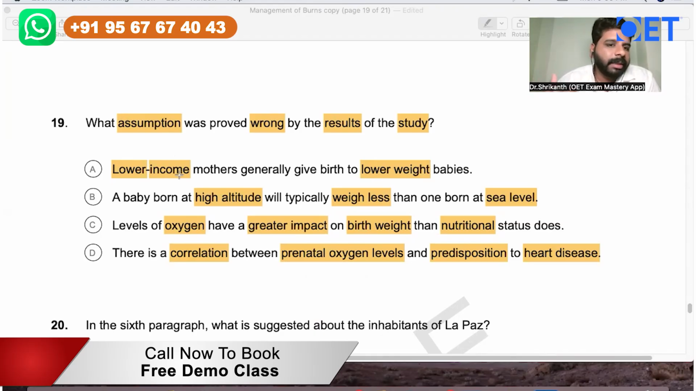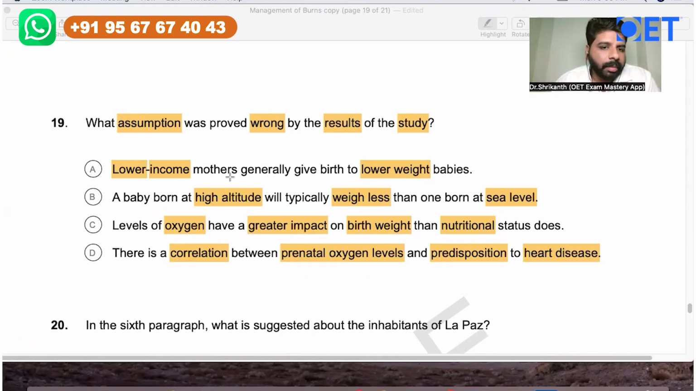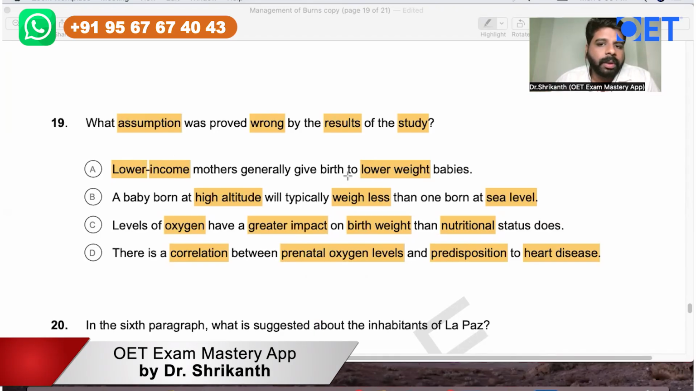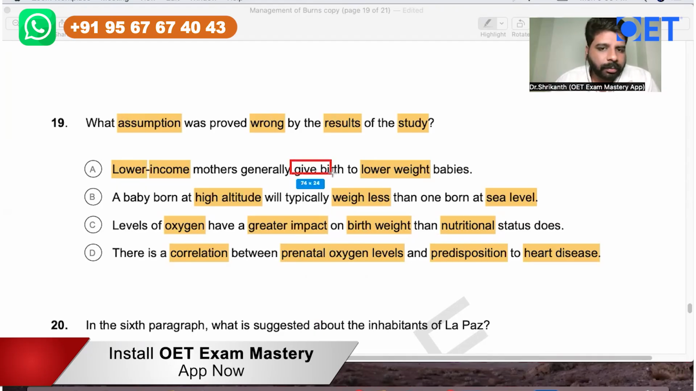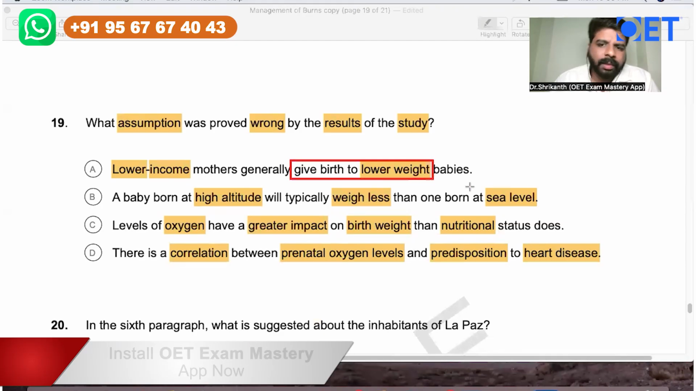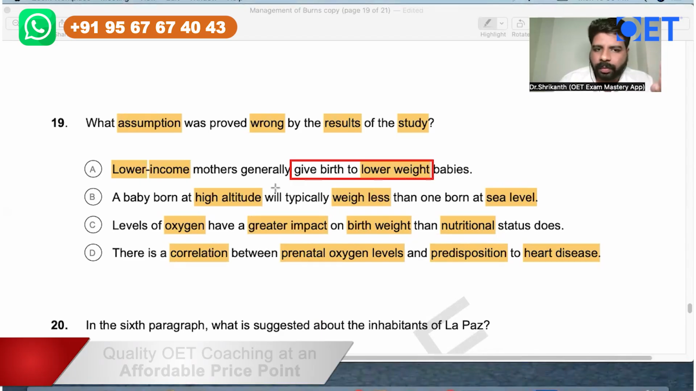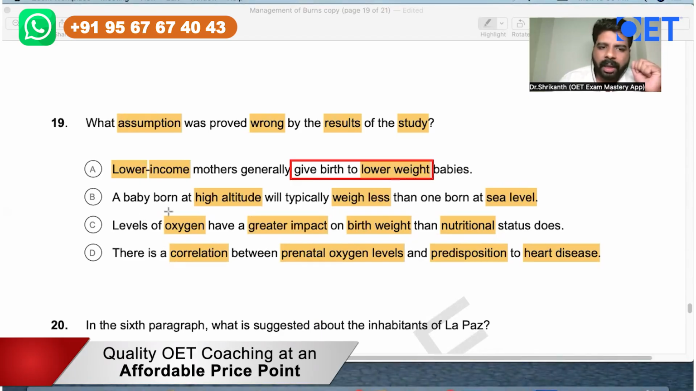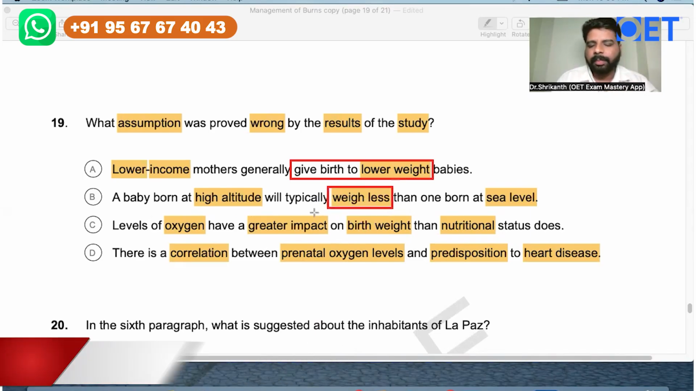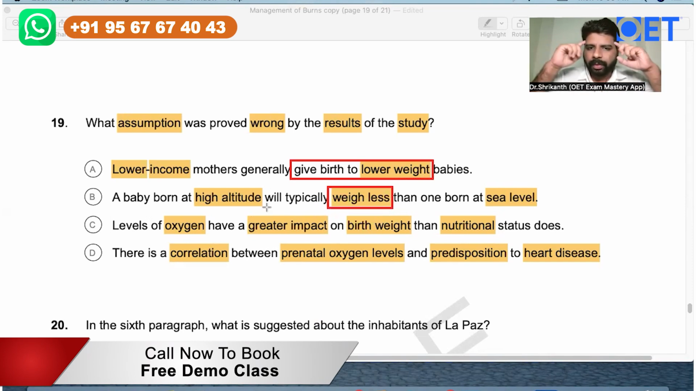So what is the verb in answer option A? Lower income mothers generally give birth to lower weight babies. So giving birth to lower weight babies is the verb over here. Now come to answer option B. A baby born at high altitude will typically weigh less than one born at sea level. So weighing less is the keyword over here. Here also there's a comparison: a high altitude baby's weight will be very much less compared to a baby born at sea level.